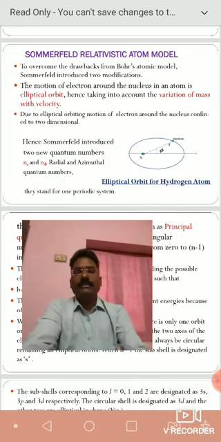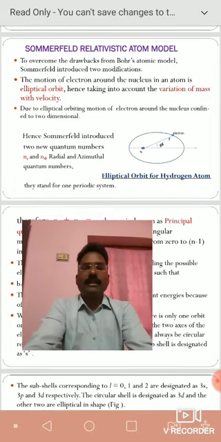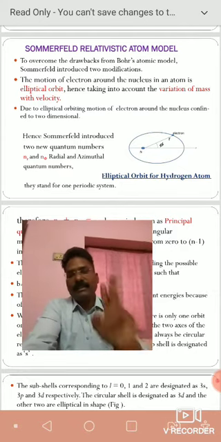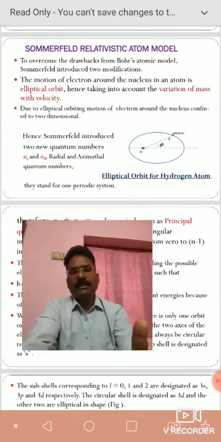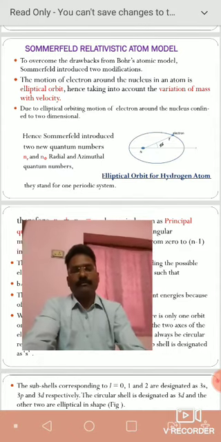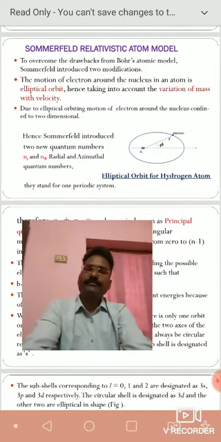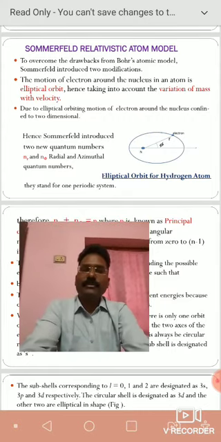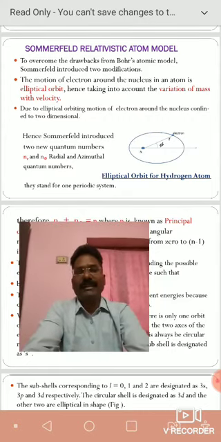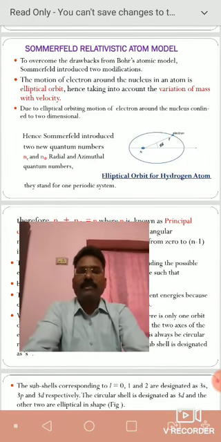Due to the elliptical orbiting motion of the electron around the nucleus, the motion is confined to two dimensions. Why? Because the x and y coordinates change with respect to the position of the nucleus in the elliptical orbit path. Hence, Sommerfeld introduced two new quantum numbers: one is nr and the other is n phi. nr is the radial quantum number and n phi is the azimuthal quantum number.